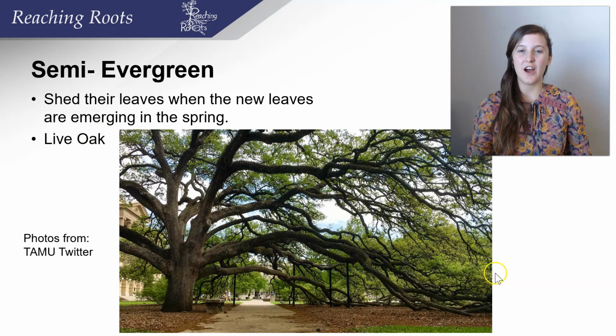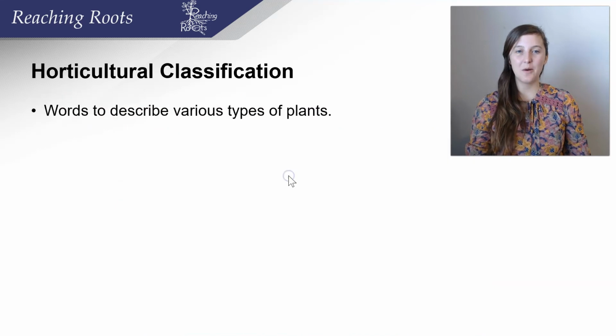This is a picture of the gigantic live oak tree at Texas A&M campus. This is called the century tree. Semi-evergreen trees shed their leaves when the new leaves are emerging in the spring. Now we're going to cover some other horticulture classification. You might use these words when you're talking about purchasing a plant.